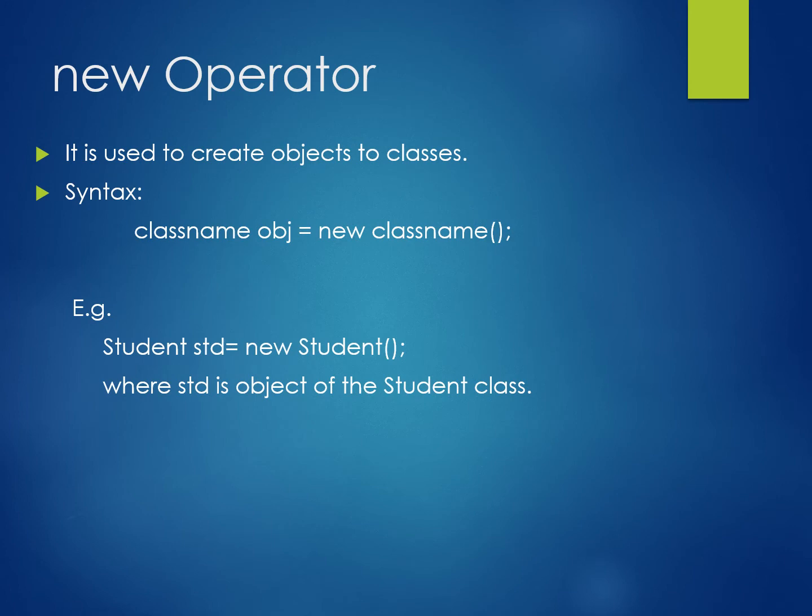Now we come to the new operator. It is used to create objects of classes. Syntax is like class name object equals new class name. We take an example like Student std equals new Student, where std is an object of the Student class.